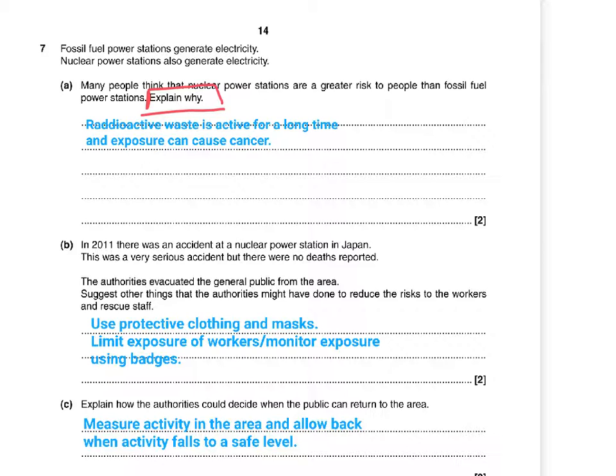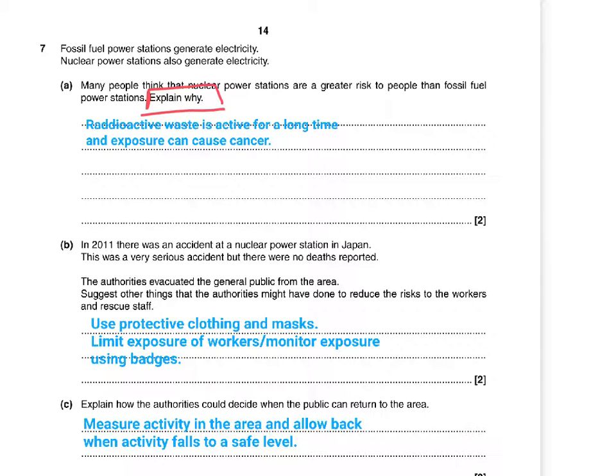But the most significant thing that we're going to be worried about if somebody builds a nuclear power plant beside us, or we have to live beside it, is actually radioactive waste. So the key idea is that radioactive waste is active for a very long time. We know that. And of course, if there's any exposure to that radioactivity, it can cause cancer. And that's what people are going to be mainly significantly worried about. Accidents are very rare, terrorist attacks are very rare. This is going to be the overriding thing. So that's what you needed to mention to get the 2 marks.